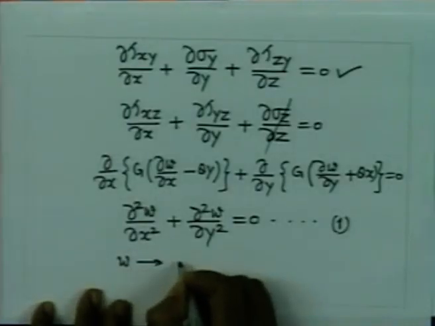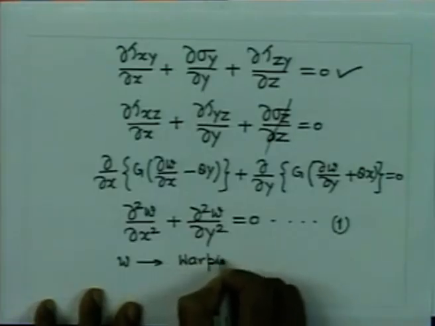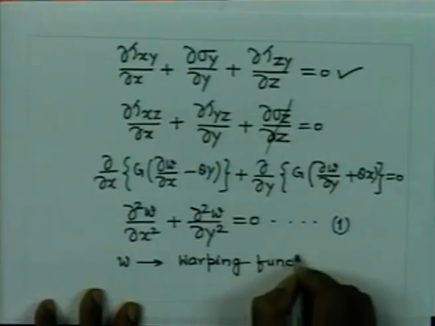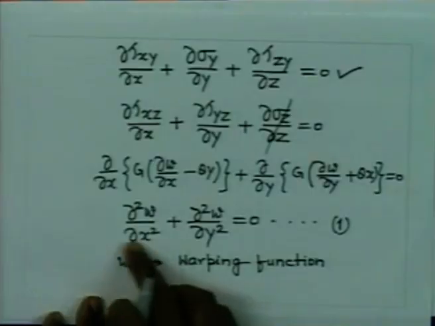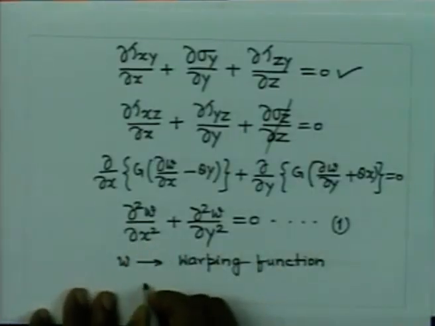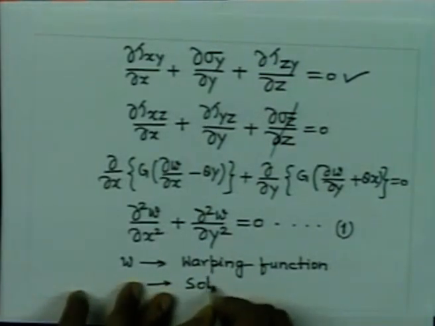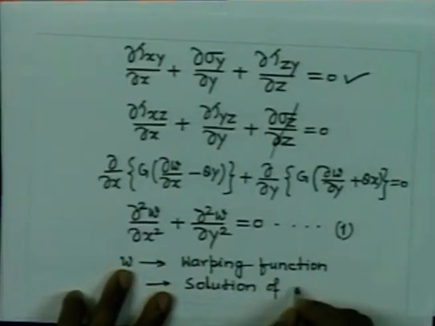You remember that this w is nothing but the warping function, deformation, distortion of the section. So, this is known as warping function, and the whole of torsion is dependent on this warping function. Stress tau xz depends on w, tau yz depends on w, and of course, the angle of twist will depend on the torque. So, the stresses are dependent on the warping function, and that warping function, if you look into the equation, is a solution of Laplace equation. So, therefore, this warping function satisfies the Laplace equation.